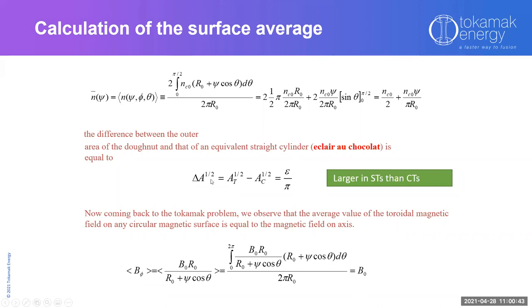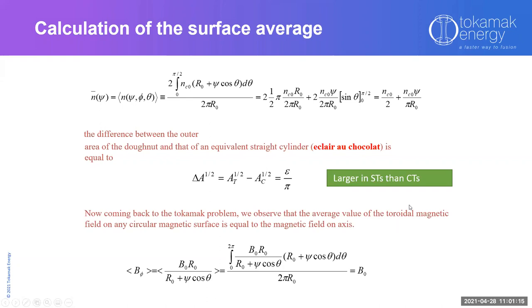You can see it clearly if you calculate just the area. If you put NC0 equal to 1 and calculate the area of a conventional tokamak, you get that basically the difference between the area on the low field side and the area on the high field side is proportional to psi over r naught, which is what they call epsilon. So this difference is larger in spherical tokamaks than conventional tokamaks.